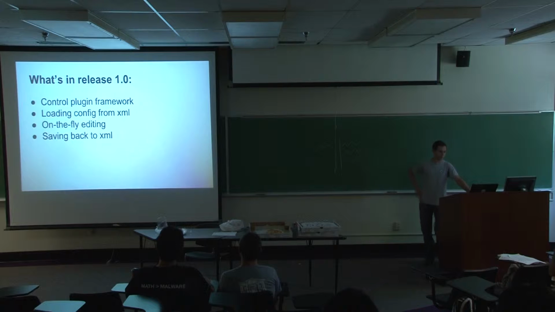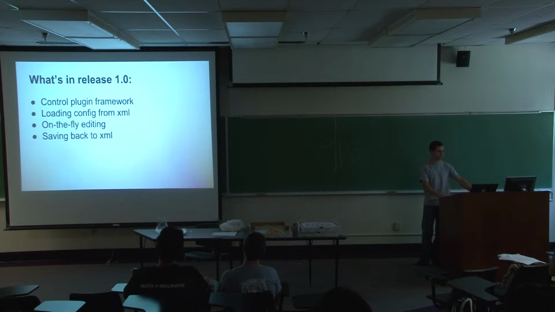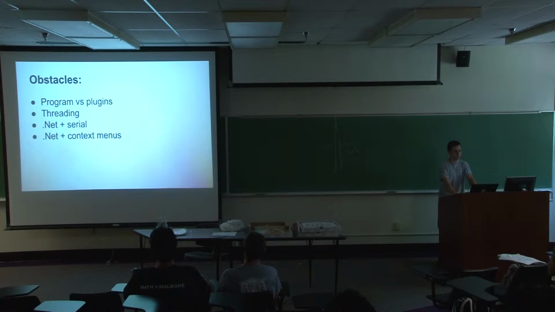Loading config from XML works. It's pretty straightforward. It has dependency checking for plugins if you don't have them. Besides that, it loads up the coordinate data, XY with height, and the command associated with whatever control you have, or commands depending on the control. On-the-fly editing, like I said, and saving it all back to XML, which is kind of interesting because there's a function it calls on each plugin. So the plugin generates its own XML, which is put directly into the global config file.